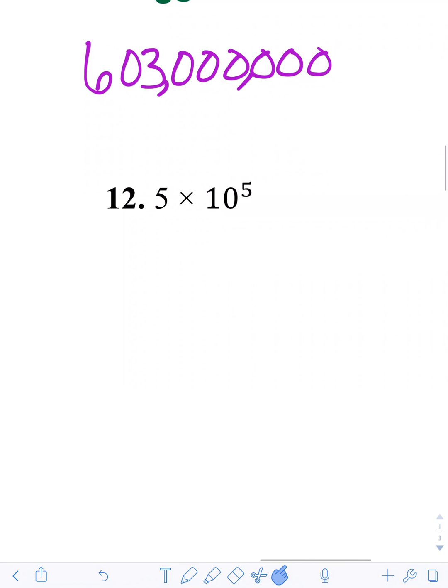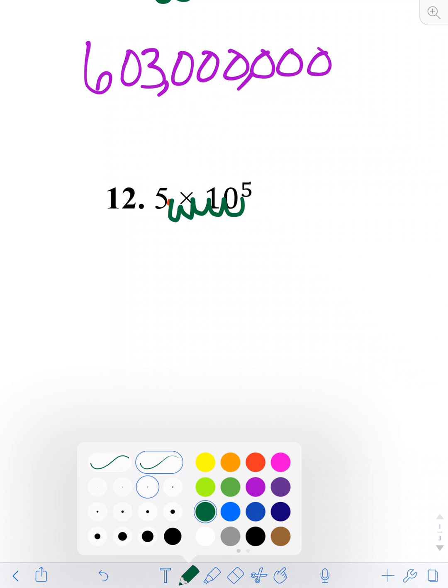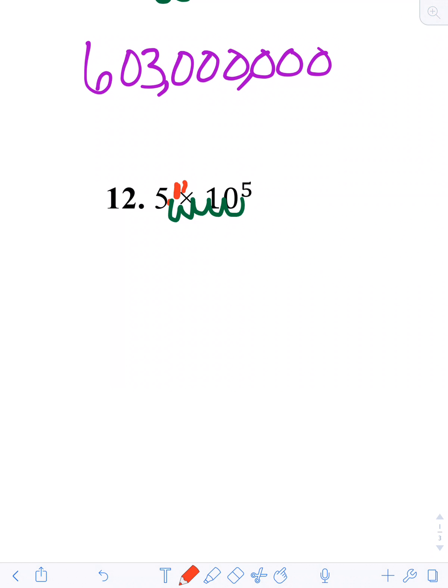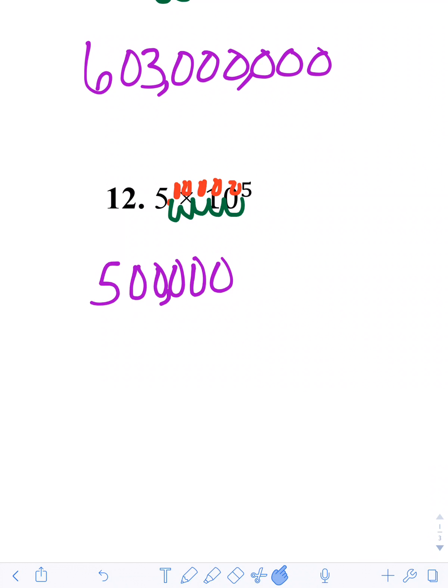Alright, last one like this. So again, if there's no decimal, it goes right behind your whole number. So my decimal's right here. Okay, this tells me it's going to be a big number because it's positive, and I have to go to the right 5 times. So 1, 2, 3, 4, 5. And I'm going to fill those in with zeros. So 1, 2, 3, 4, 5. And I'm going to rewrite my answer here. So I have 5, 1, 2, 3, 4, 5. Alright. Okay, so that's how you do those problems.